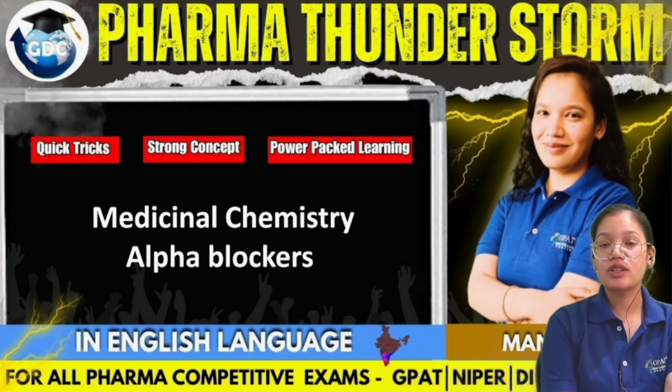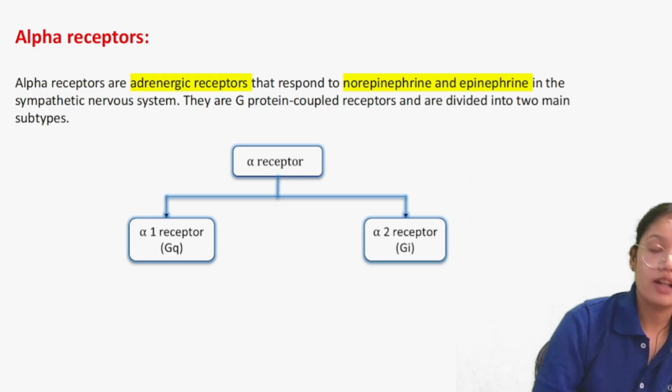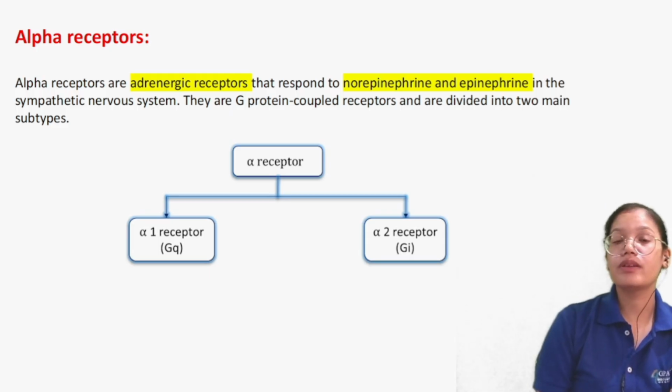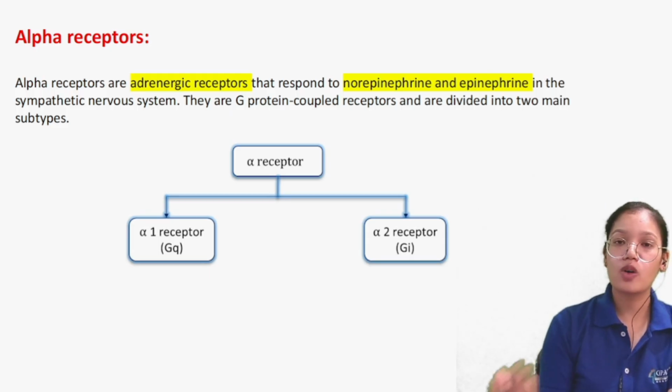So in today's video under the Pharmacology thunderstorm, we're going to start with a new topic in medicinal chemistry, that is the alpha blocker. Okay. Now alpha blockers are a very important topic and come under the sympatholytic drugs.